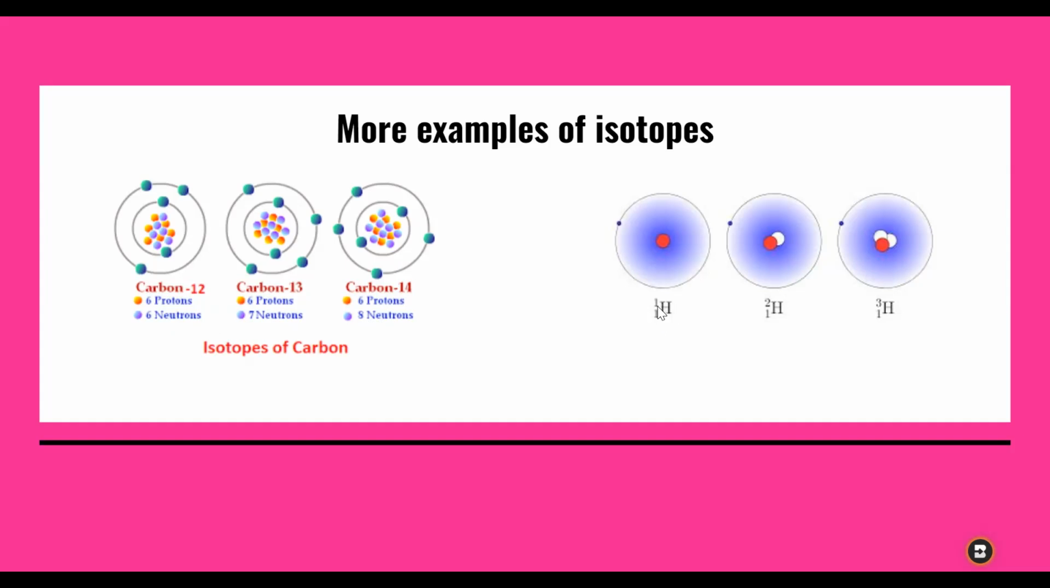The isotope notation is used this way. You see, the number of protons is the same, but the mass number is different because the number of neutrons is different. Here there's no neutron, there's one neutron, there's two neutrons. Okay, so again, this is isotope.